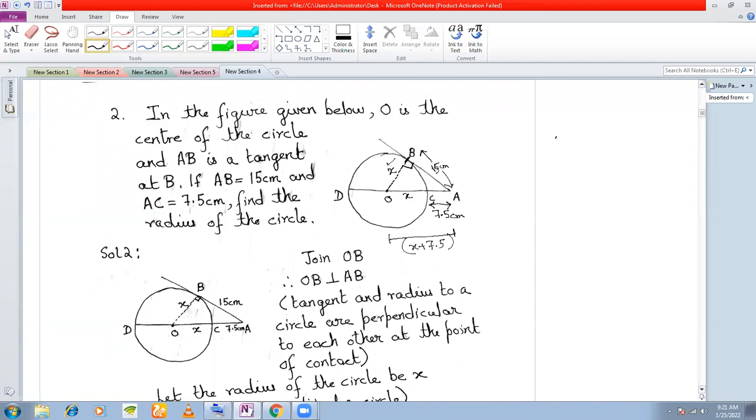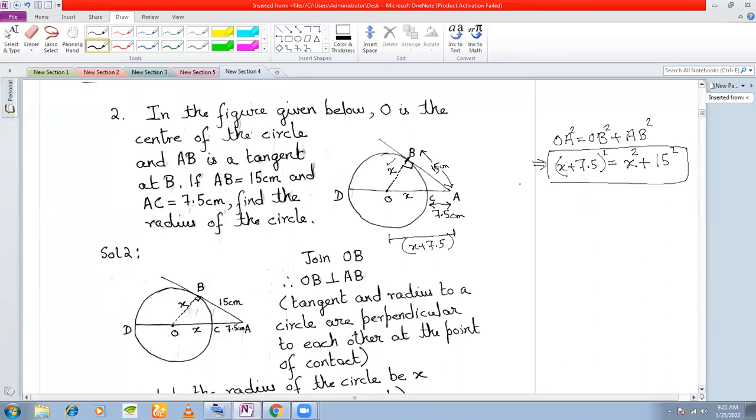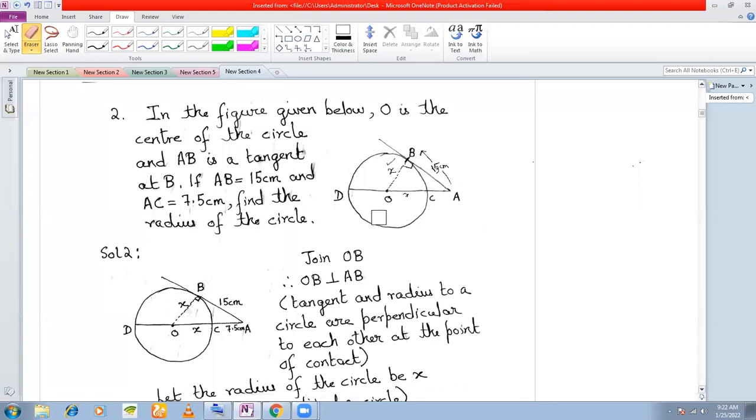So what have I done? I have written OA square is equal to OB square plus AB square, right? And I have put the values. OA here is X plus 7.5, square, is equal to OB square, X, and AB square, 15. And what have I done after this? I have solved this equation to get the value of X. But you can see the solution for this here. So I'm not going to work it out this way. I have an easier way of working this out. Now what is the easier way? Let's see.